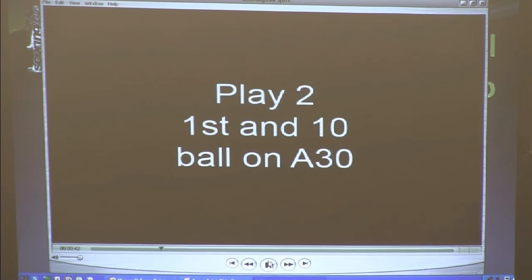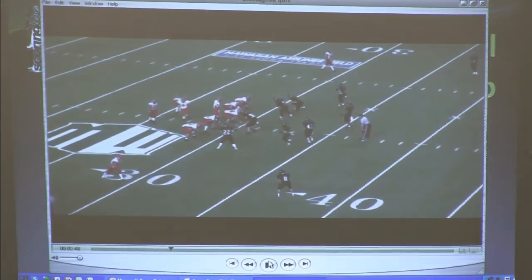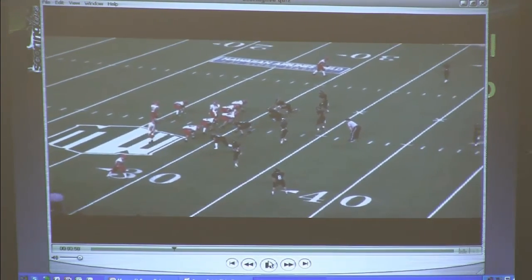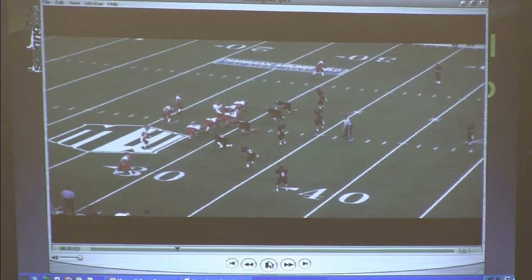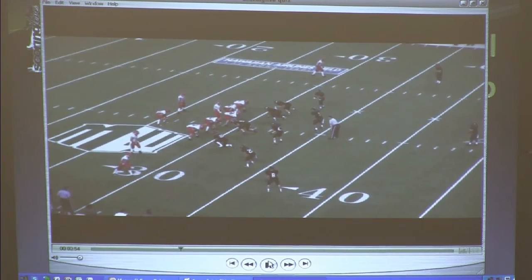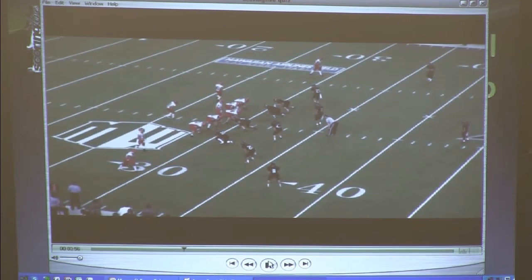Okay? So this is a contest now. We want to see how many you get correct. If you got 28 yards, give yourself correct. All right. Play number 2. 1st and 10 at the 30. Be honest now. It's all right to make mistakes.